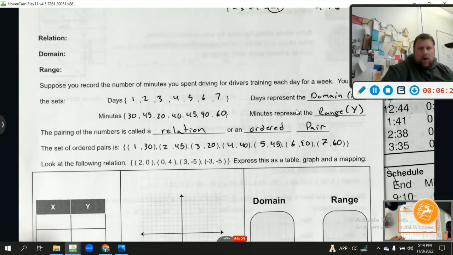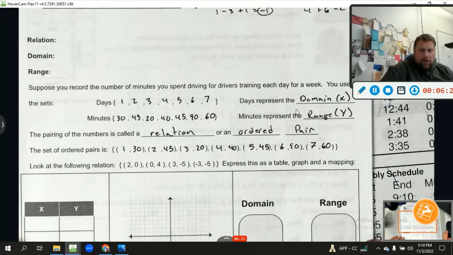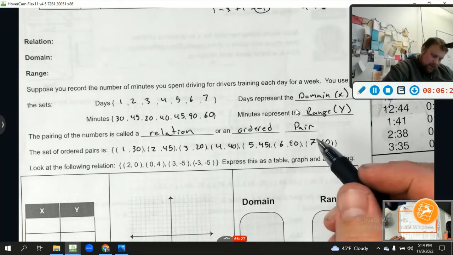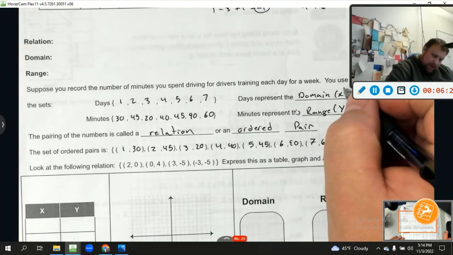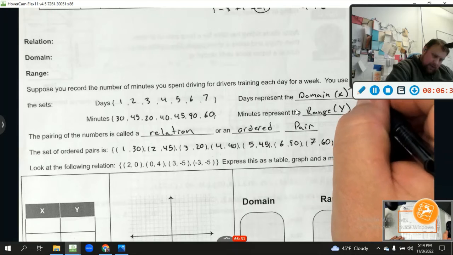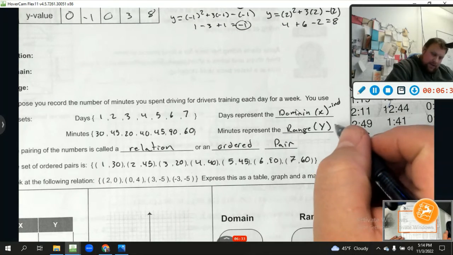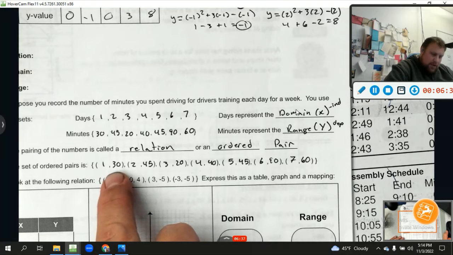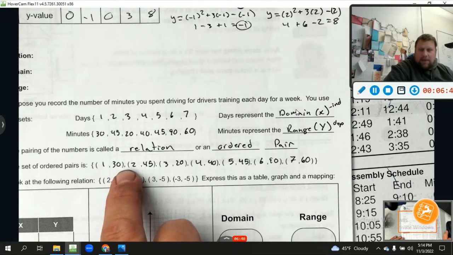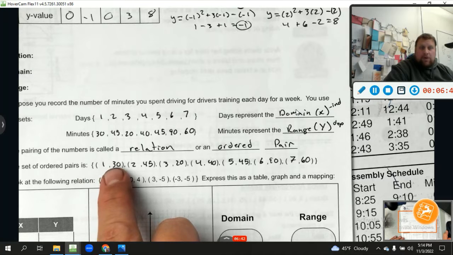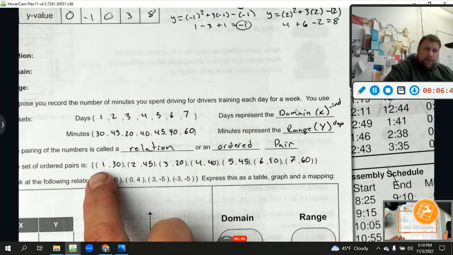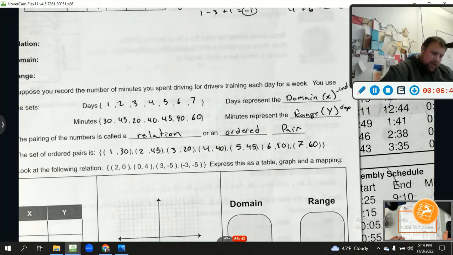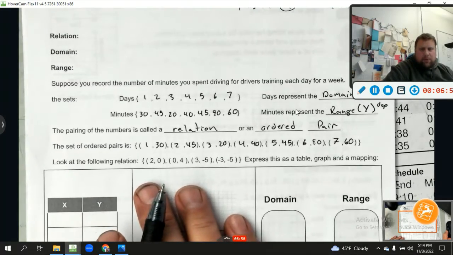Another thing that we're going to learn here in a minute is x is independent. This is going to be the independent variable, and this is my dependent variable. Because the day does not depend on the time. It's not like I say, oh, Monday we have to go 30 minutes. But on Monday, we went 30 minutes, so the minutes depended on the day, and we'll talk more about that later.